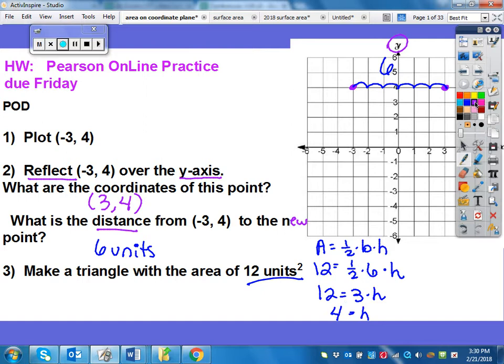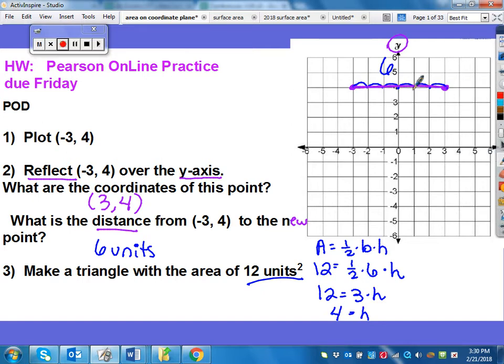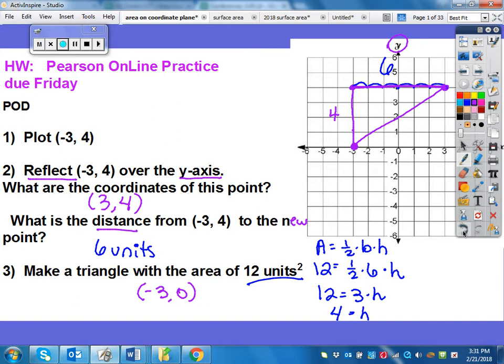Now, I took this 6 and I made that the base of my triangle. Remember, the base doesn't have to be on the bottom. So I have that as my base, and I'm going to go down 4 units. 1, 2, 3, 4. If I form a triangle with those 3 points, the area of that triangle is 12 units. That third point is at -3, 0. Now what's really cool about triangles is there was actually more than one right answer. So let me back up and let's see if I can find a different point.